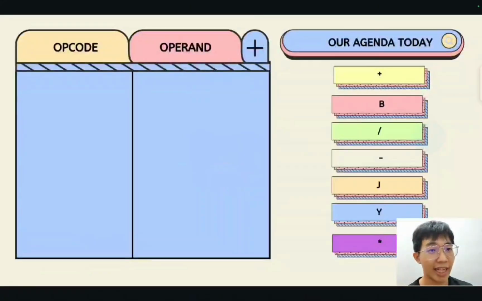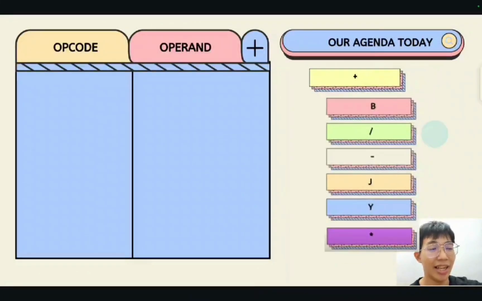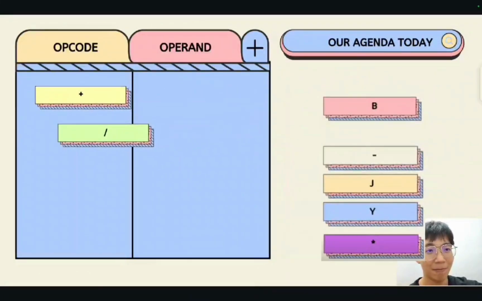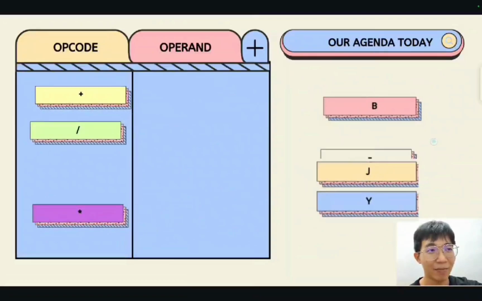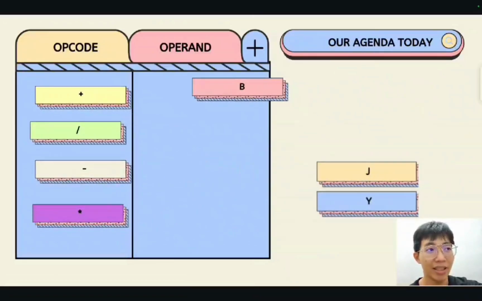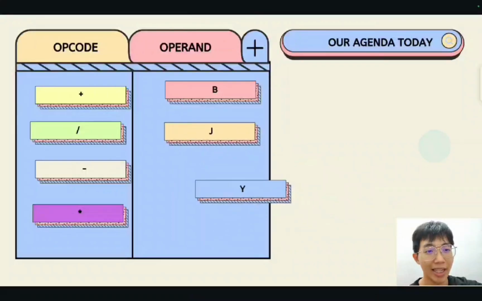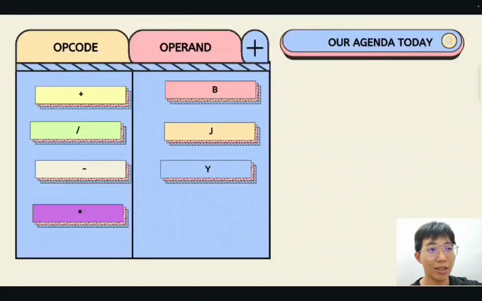Today I will be recording our presentation video, and this video is to teach you how to solve the postfix and the state diagram. So let's start now. Before we start, you must know what the opcode and operands are. Opcode is add, divide, multiply, sub, and the operand is B, J, Y, any alphabet you learned before.